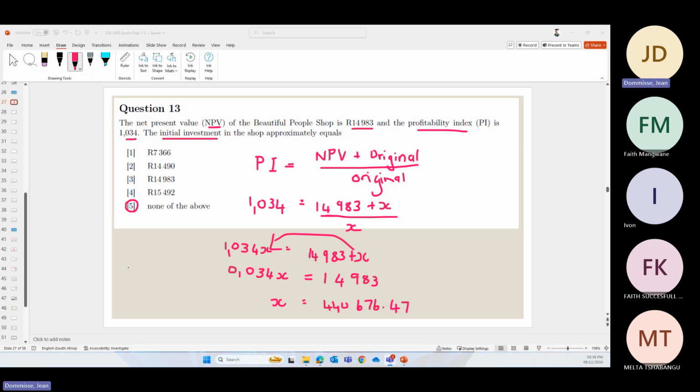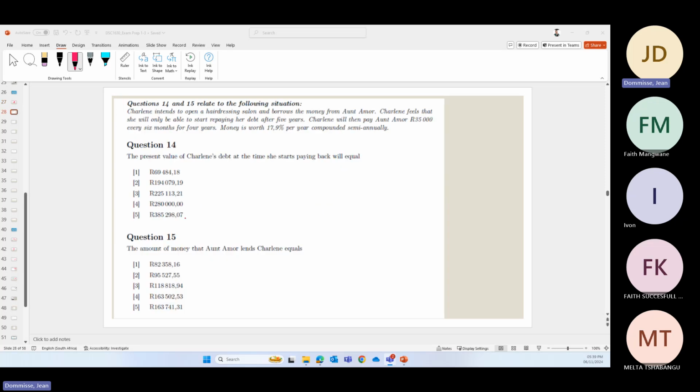Cool. So let's go to the next question. This question is looking at two parts. Again, hopefully these things are not happening in your exam, because most likely the two are linked to one another. But let's see what we need to work out.